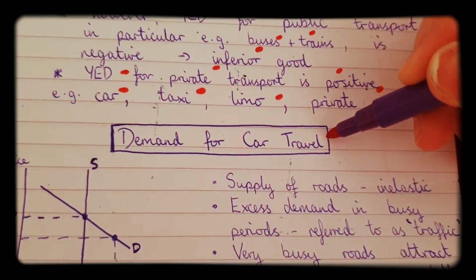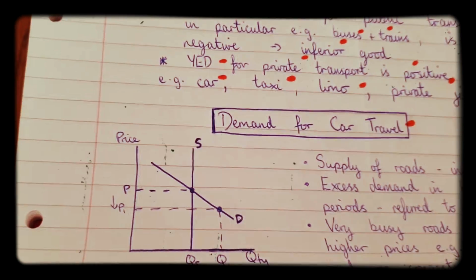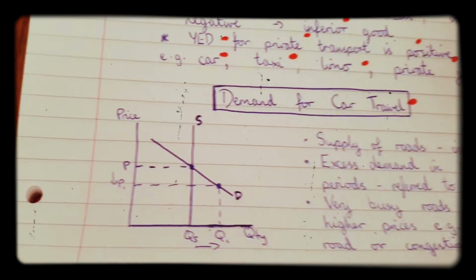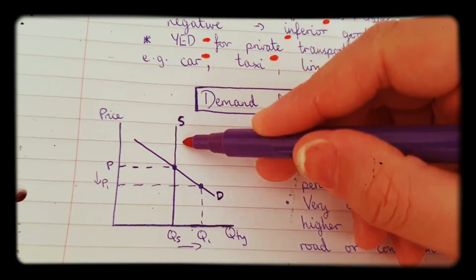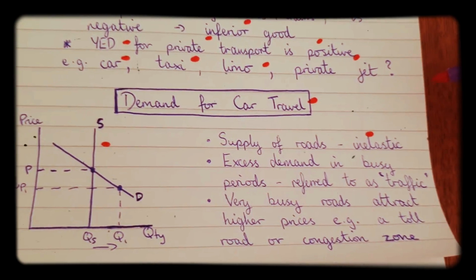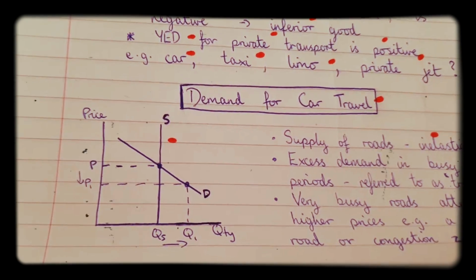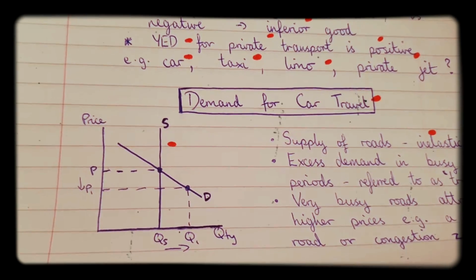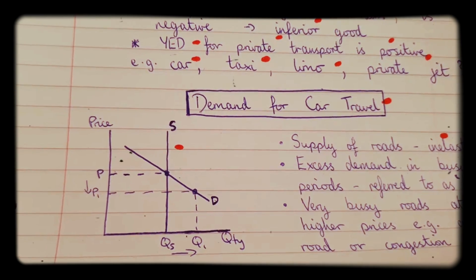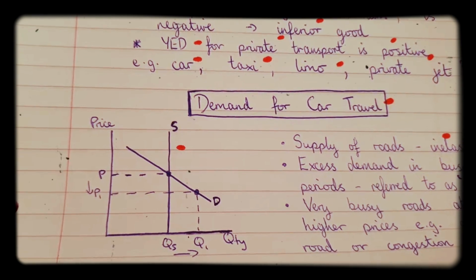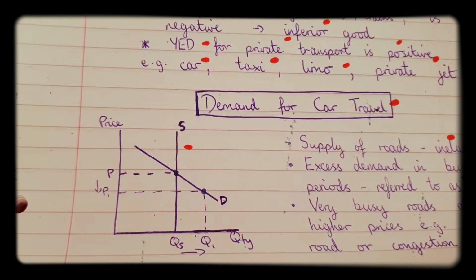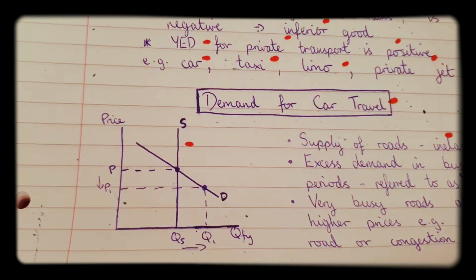We're now going to look at a quick demand and supply diagram, and this is going to be in the case of the car travel industry. If we look at this diagram here, the first thing you'll notice is that the supply curve is perfectly inelastic. So the supply of roads is perfectly inelastic. Why is that? Because it takes very, very long to build roads. If there's an increase in demand suddenly, people can't just build a new road to fulfill that extra demand. So roads are pretty much perfectly inelastic.